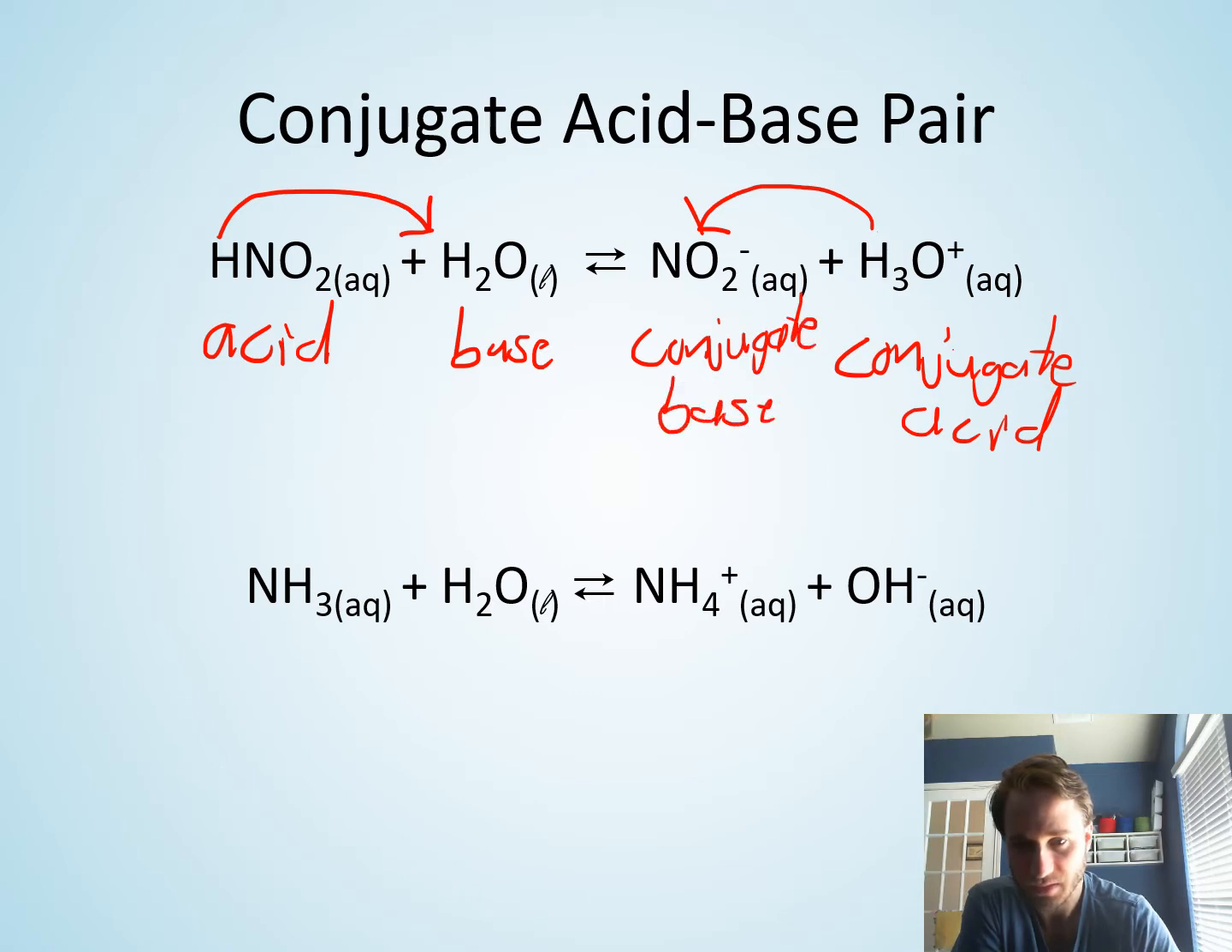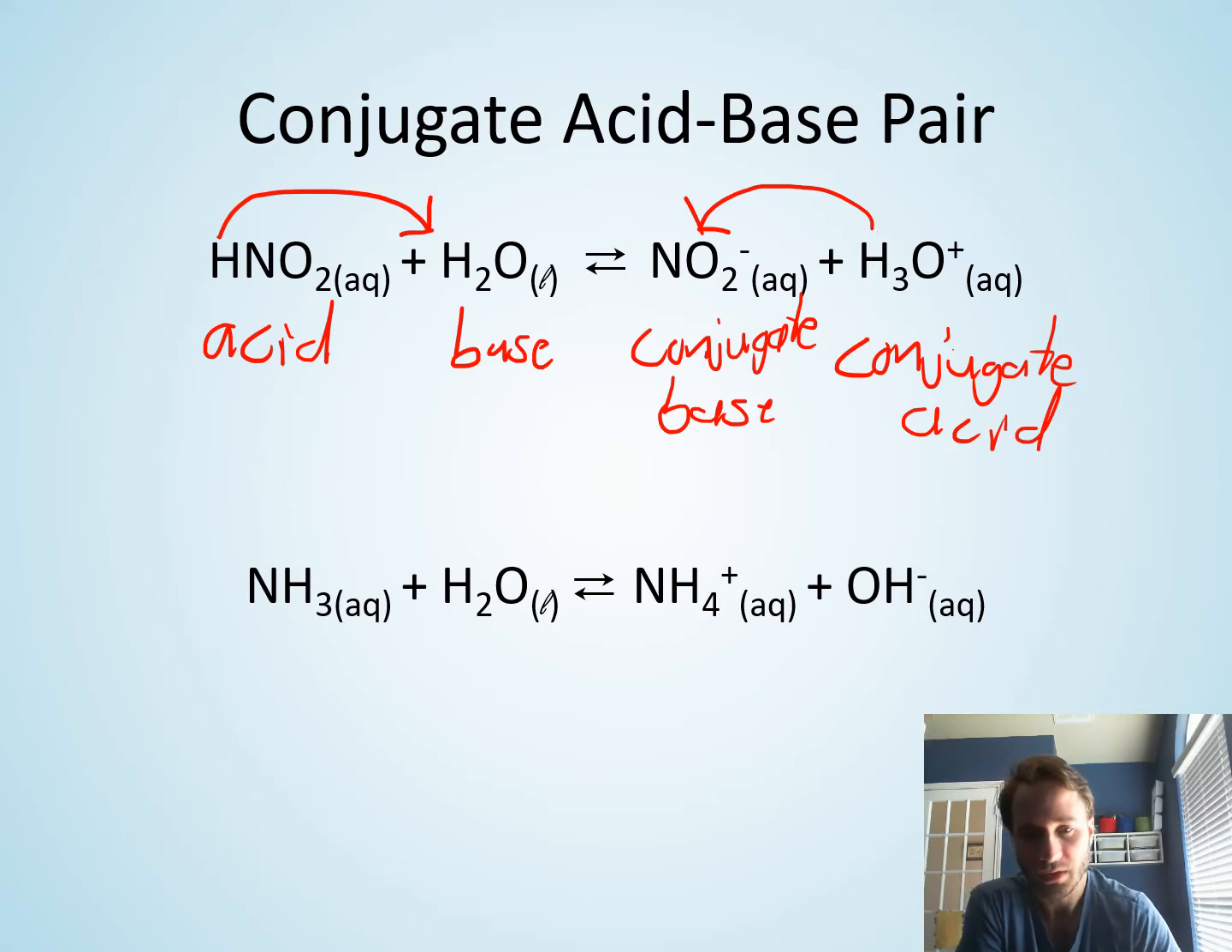And why I'm calling them conjugate acids and conjugate bases is because every acid has a conjugate base pair, okay? And every base has a conjugate acid pair. So every acid, once it donates that proton, it starts acting like a base, right? So HNO2 donates a proton, forms NO2 minus. That NO2 minus is now a base, and that will act as a base in any type of acid-base chemistry, okay?